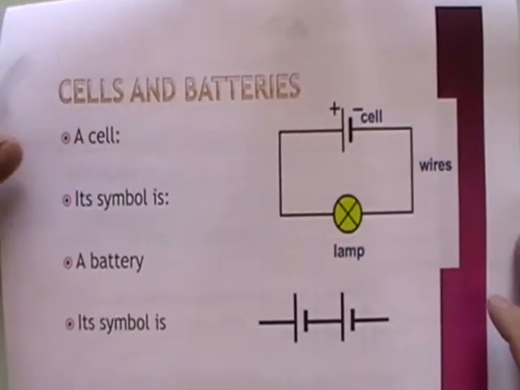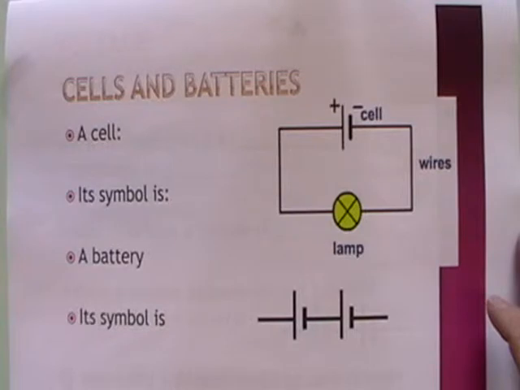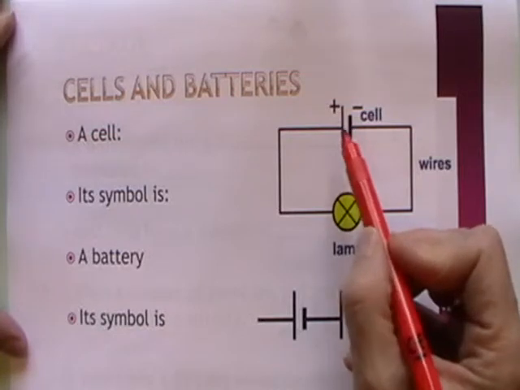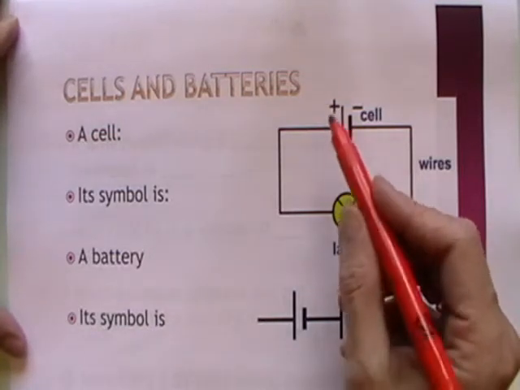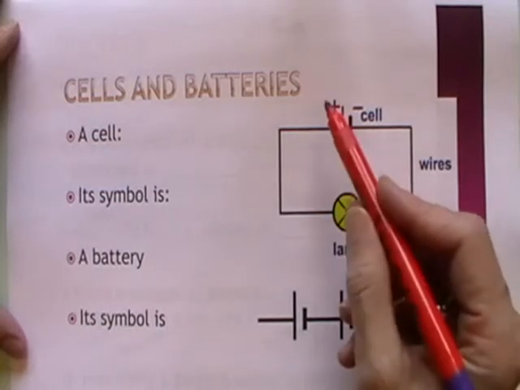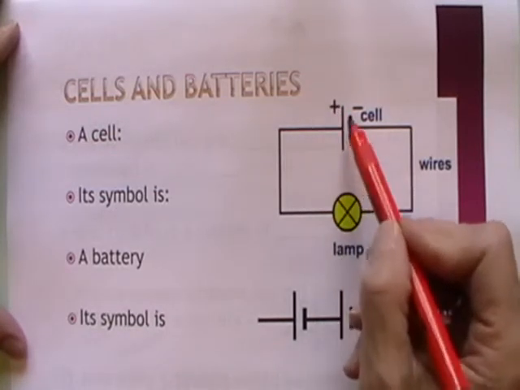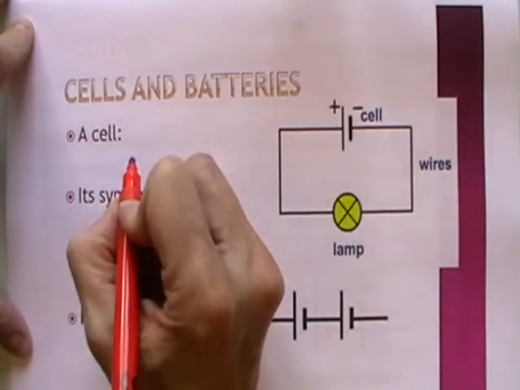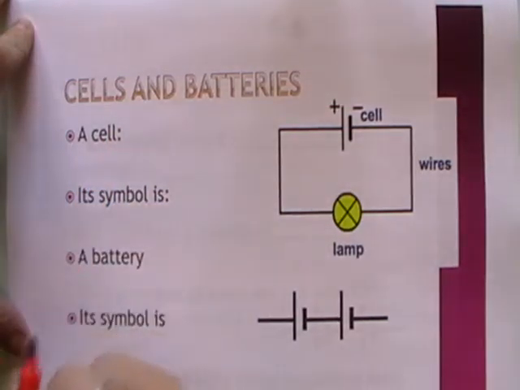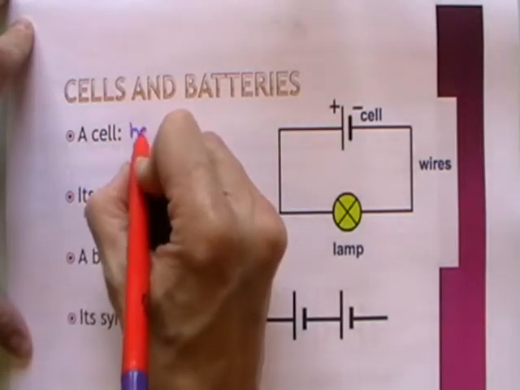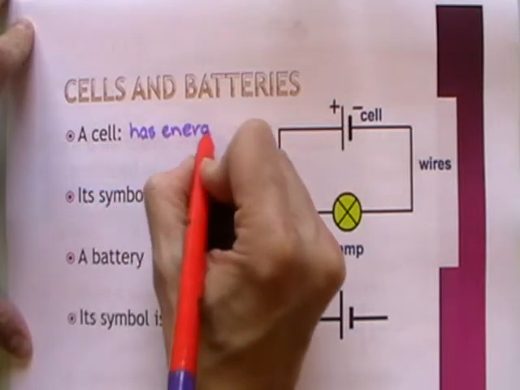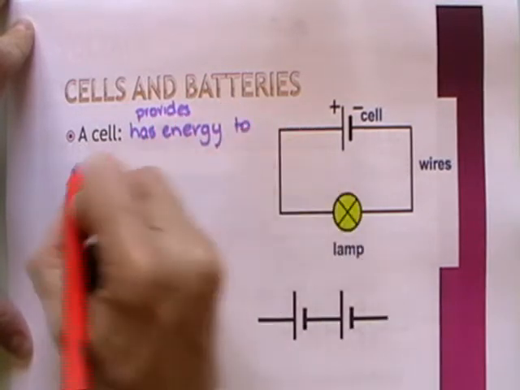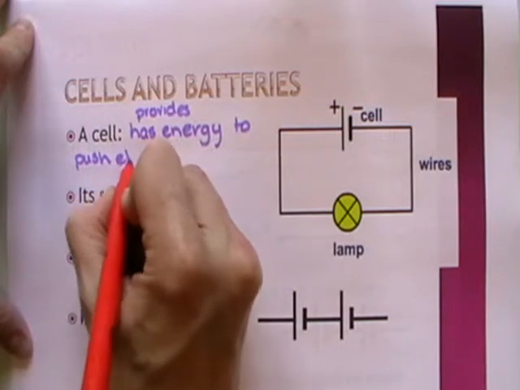Right, a little bit about cells and batteries. We've already mentioned cells and batteries. So a cell is made up of 2 ends. Generally it's a container which has chemicals in it, and one end of the cell has a positive terminal and the other end has a negative terminal. So a cell is the source which pushes the electrons around, and we say a cell provides energy to push electrons around the circuit.